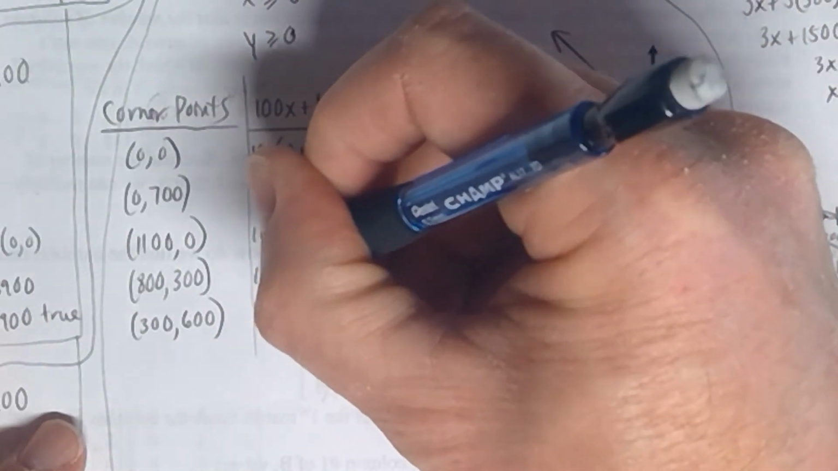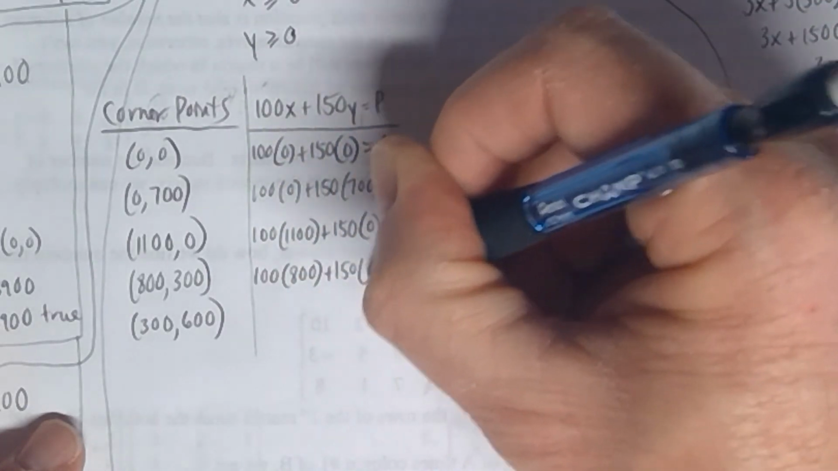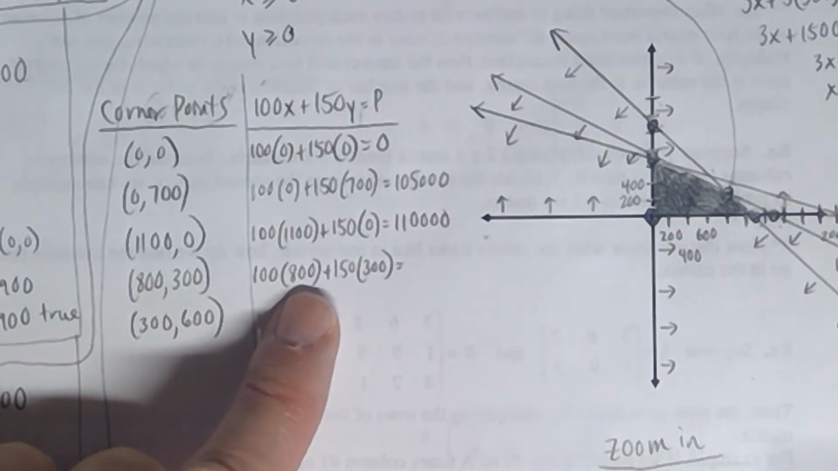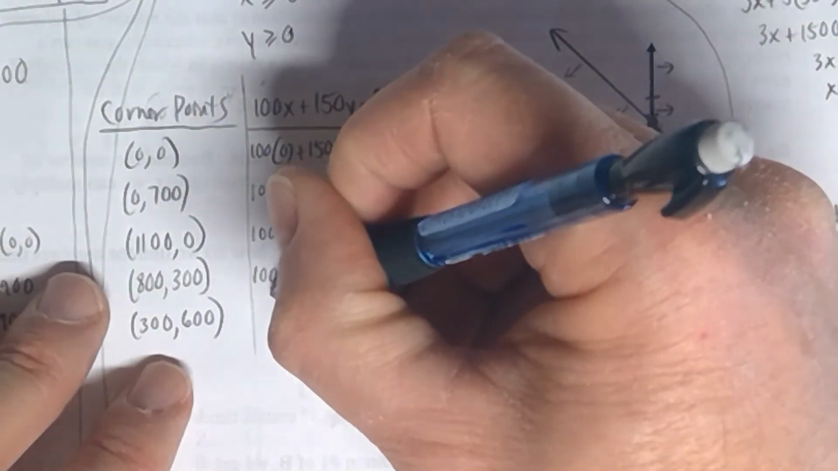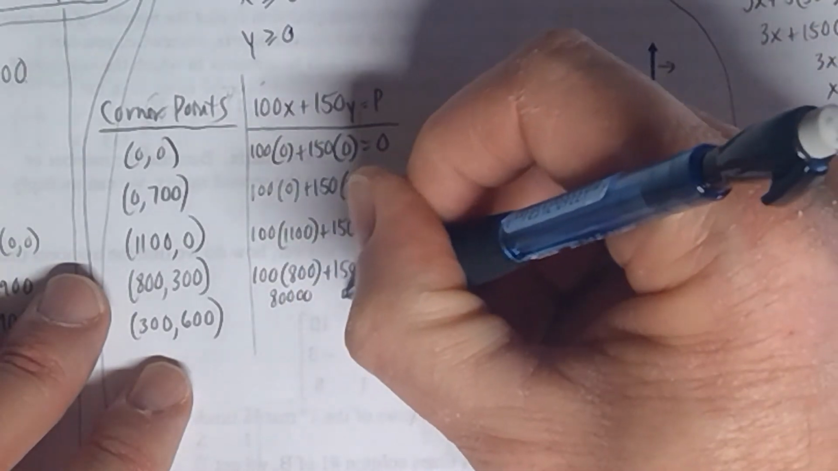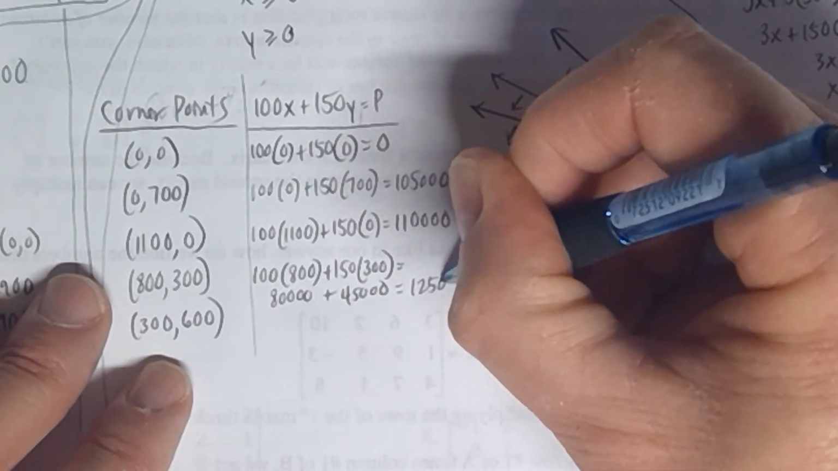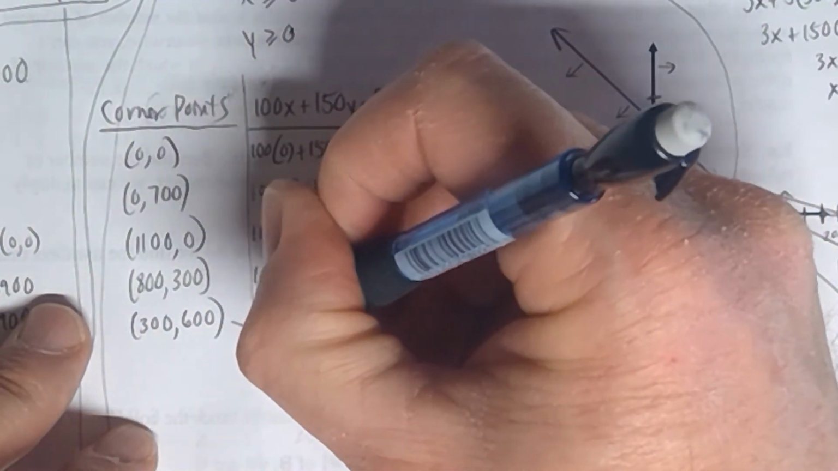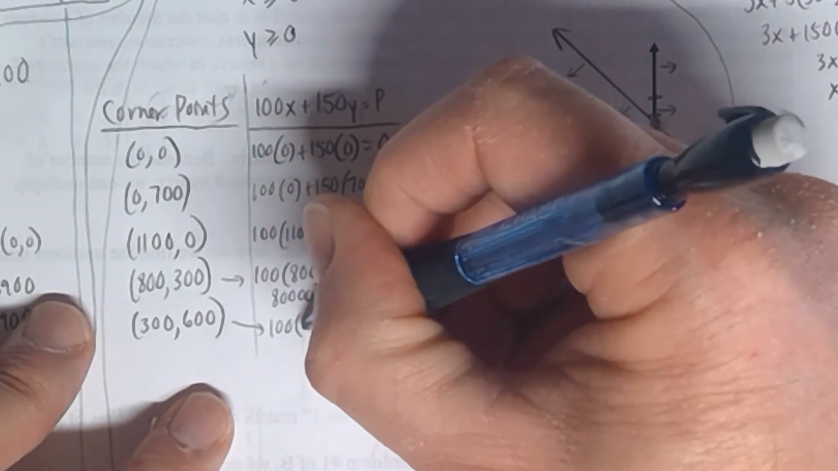Almost there. We got 100 times 800 plus 150 times 300. So 100 times 800 is 80,000. 150 times 300 is 45,000. And so that's going to be 125,000. Ooh, that's now in the lead, isn't it? Okay, that's now in the lead. So what do we got here on the last one? Will this take over the lead? We'll see.